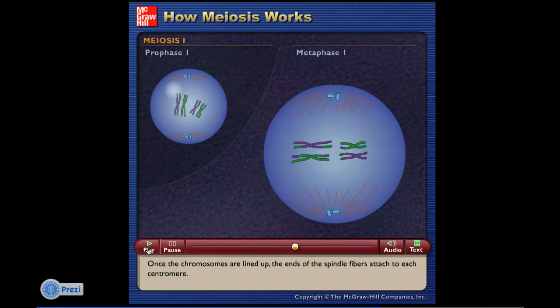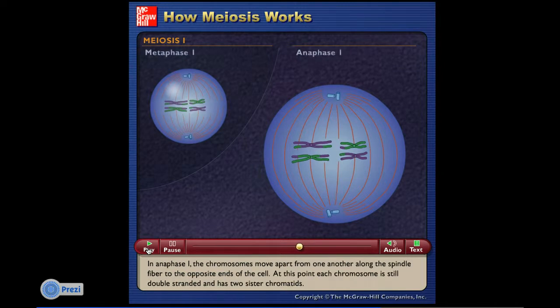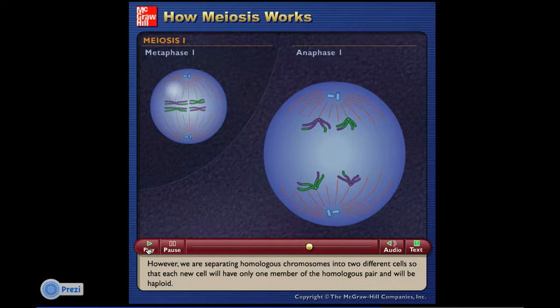Once the chromosomes are lined up, the ends of the spindle fibers attach to each centromere. In anaphase I, the chromosomes move apart from one another along the spindle fiber to the opposite ends of the cell. At this point, each chromosome is still double-stranded and has 2 sister chromatids. However, we are separating homologous chromosomes into 2 different cells, so that each new cell will have only 1 member of the homologous pair and will be haploid.